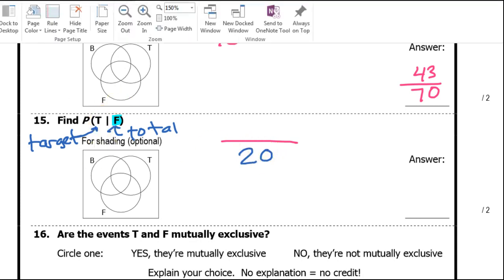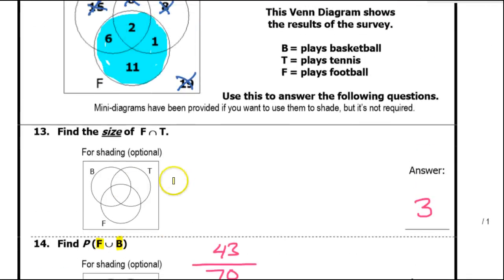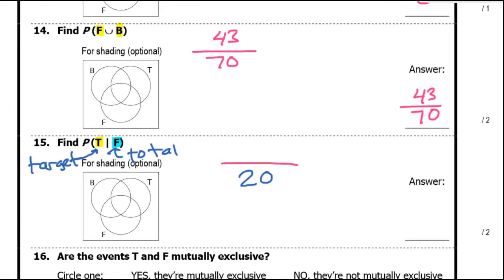All right, now we can move on to the target, which is T. So I look back at the picture. Now, I carefully crossed out all these numbers so I wouldn't be tempted to pick any numbers that are crossed out. So I'm not going to pick these. So the only remaining numbers that are in T are the 2 and the 1. So this is the target because it's in T. So that's 3. So that's why the answer is 3/20.